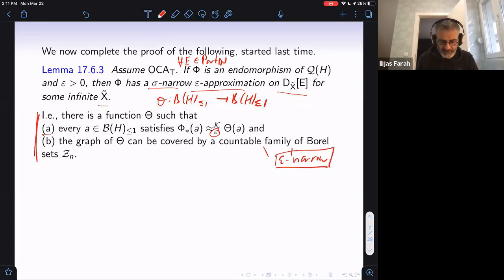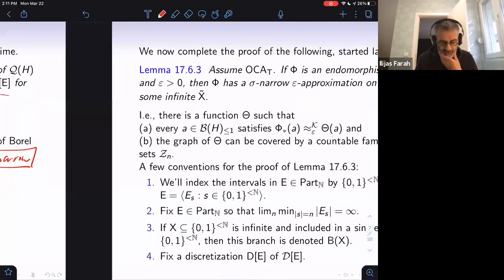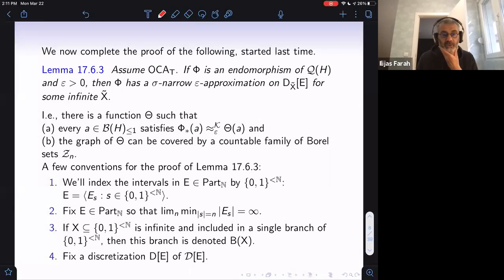Yeah, definitely. All right. So here are the conventions that we introduced last time, just a quick refresher. First, we index the intervals of our E by finite binary sequences, because the tree structure of those sequences will be useful. So E is E sub S for S in 0,1 to the less than N. Each E sub S is an interval. Before, we had consecutive intervals, here they are all around the place, but that doesn't really matter. Infinite is infinite. Infinite is going to be cofinal in N.